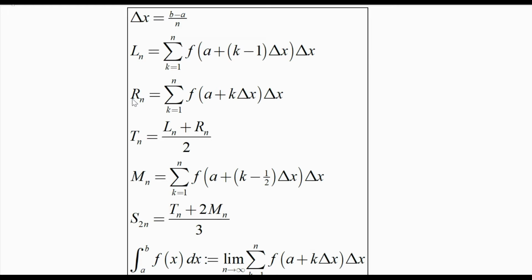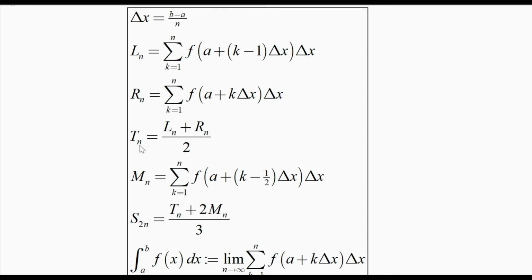Similarly, for the left Riemann sum, we go to the left end of each interval, which is 1 delta x back from the right end, so that's a plus (k minus 1) delta x. We don't want that x, we want the y that goes with that x, so you do f of that. Then that gives you the signed height of your rectangle, then multiply by this width, delta x, and then add that up.